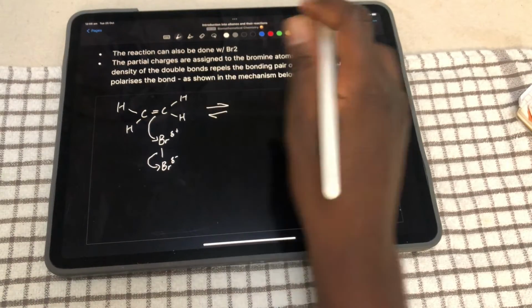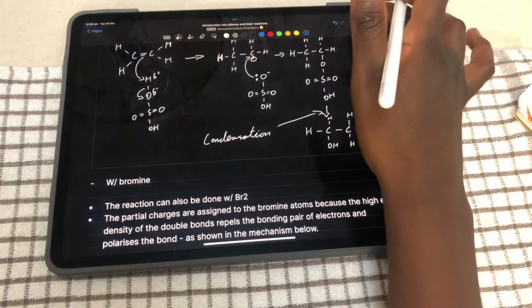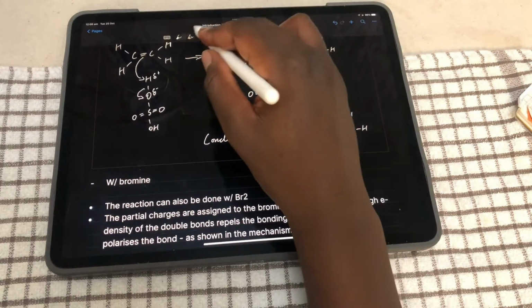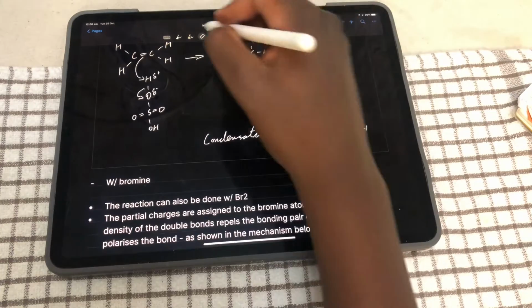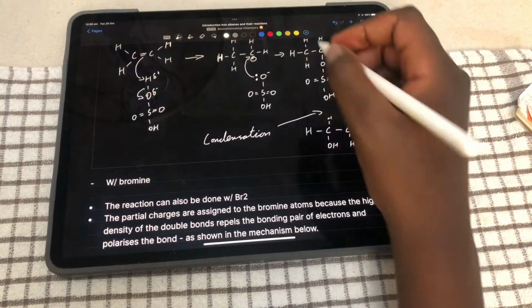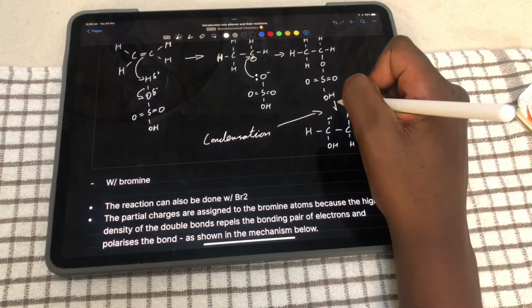Again, reversible reaction. This is a reversible reaction actually, so I should probably put that down as a reversible reaction, this one in particular.